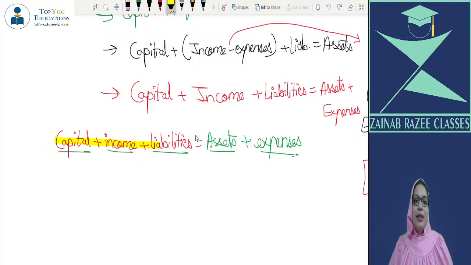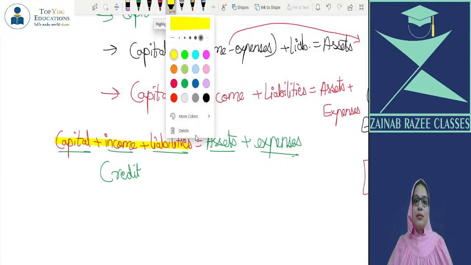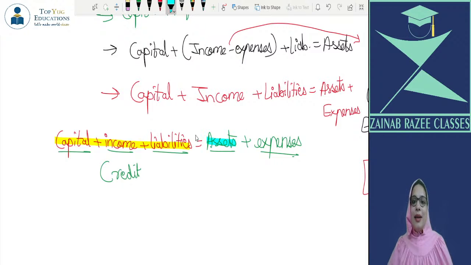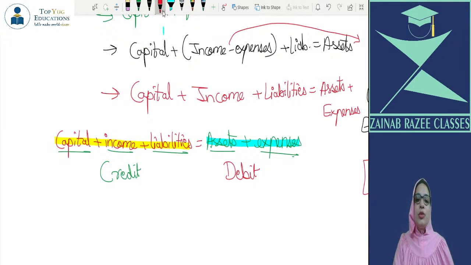capital, income and liability, as per modern approach, they say that capital, income and liabilities have a credit balance, and assets and expenses have a debit balance. This is what modern approach says. So modern approach is very clear.